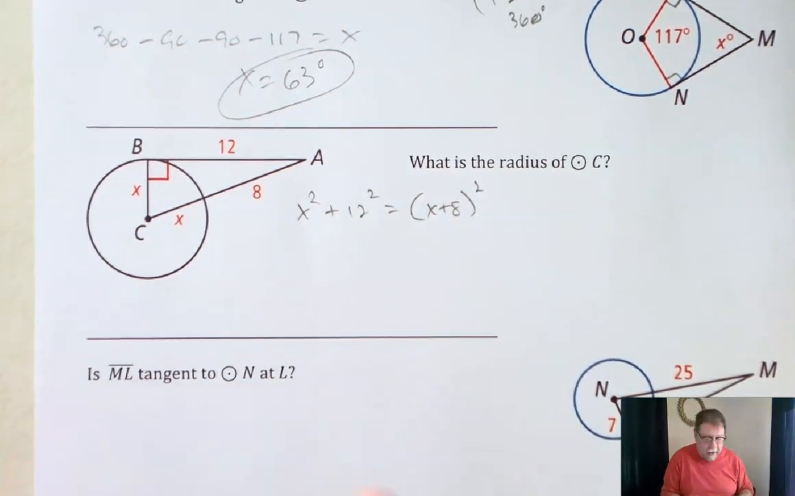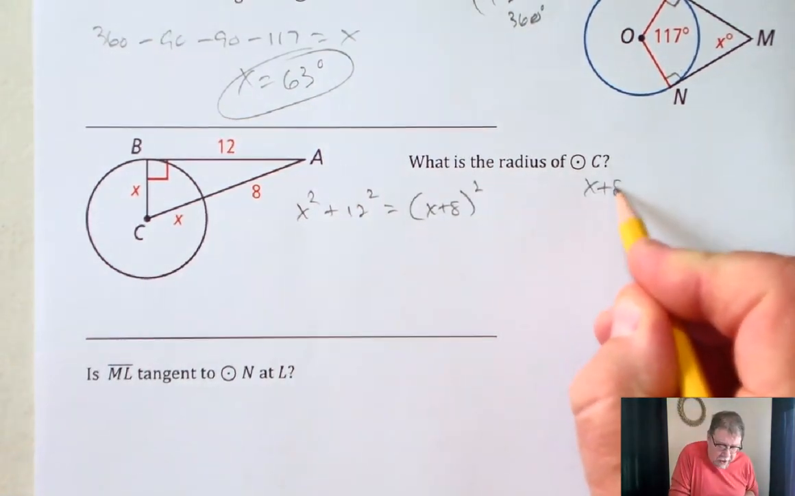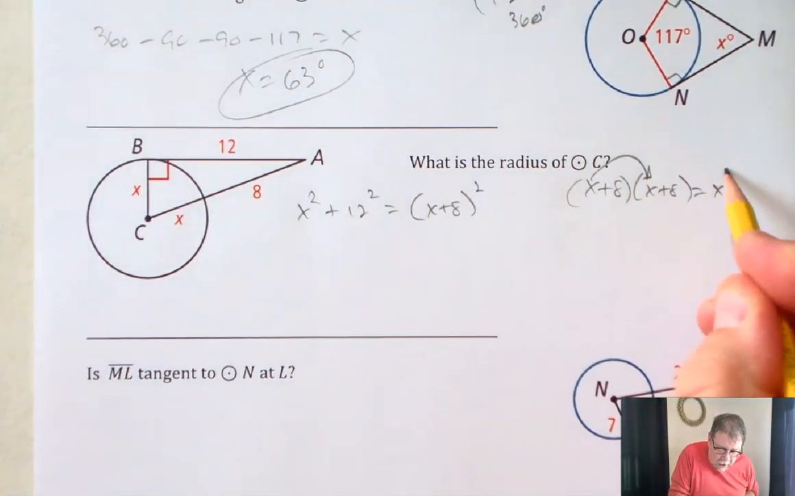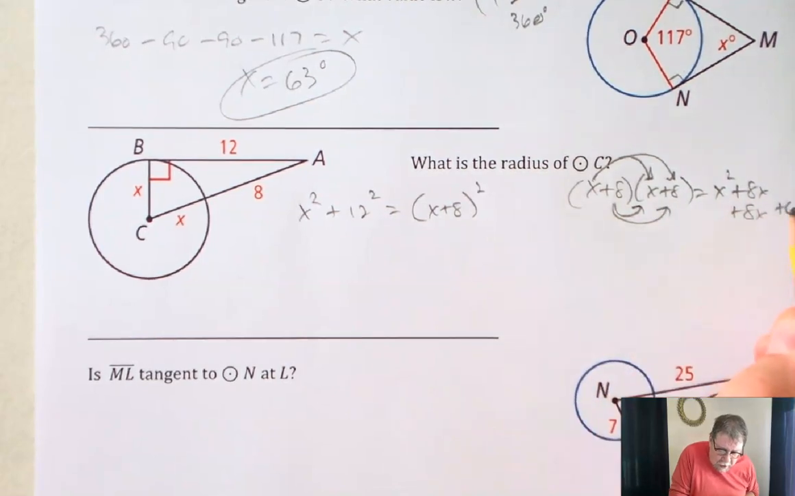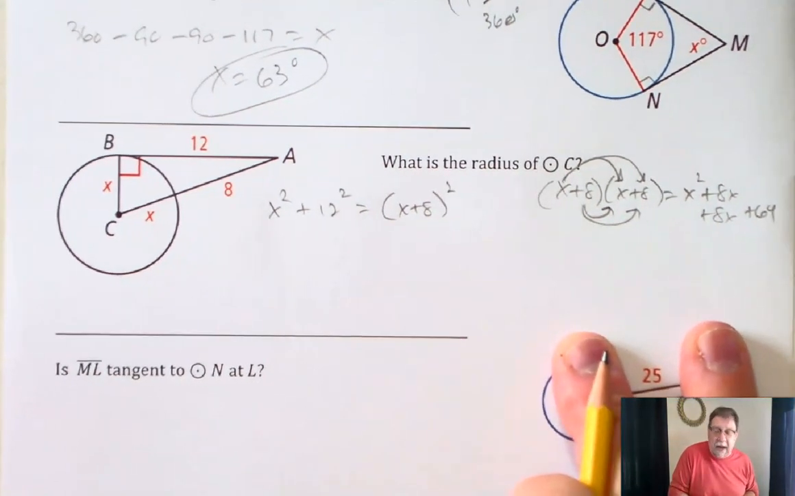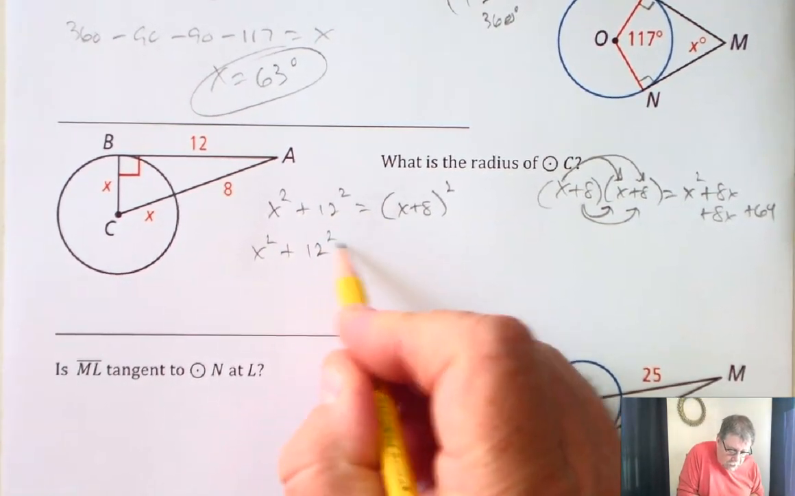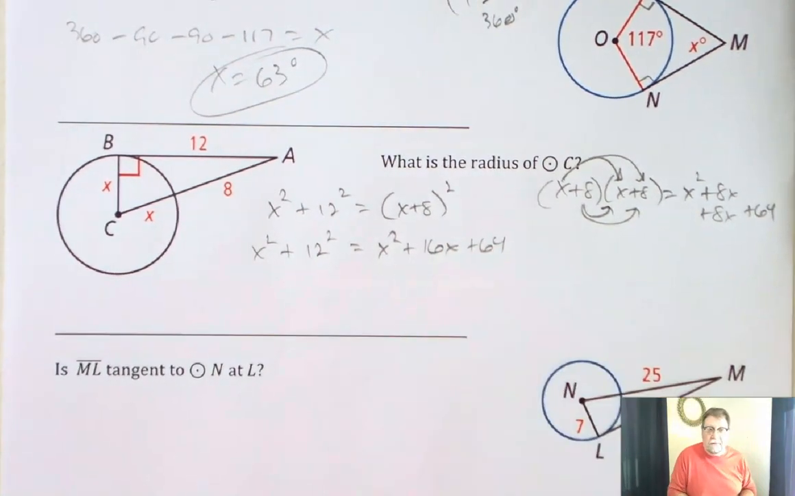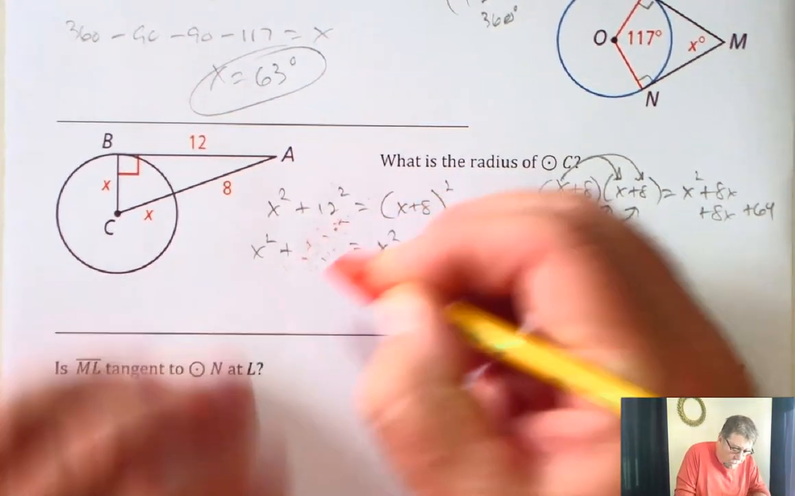Now here's where you're going to make your mistake. You're going to make a mistake right here calculating that. Make sure you FOIL that out. Remember, it's x plus 8 times x plus 8. So that's x times x, which is x squared, x times 8, which is 8x, 8 times x, which is another 8x, and 8 times 8, which is positive 64. So that actually turns into x squared plus 12 squared equals x squared plus 16x plus 64. And while I'm at it, let's change the 12 squared into 144.